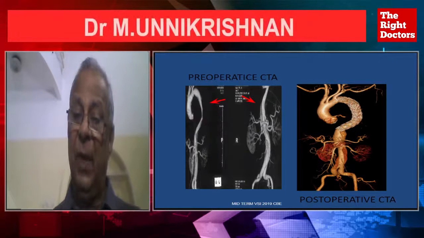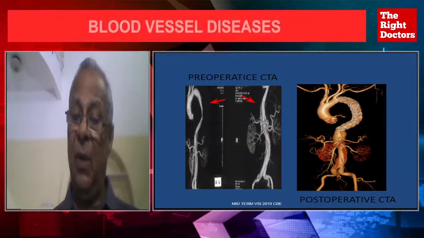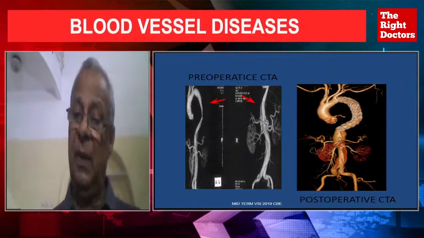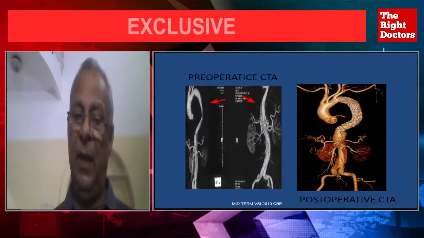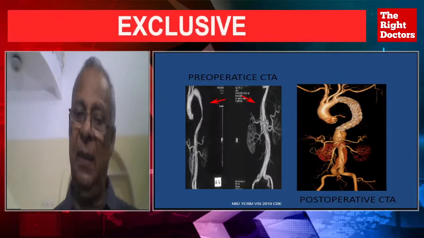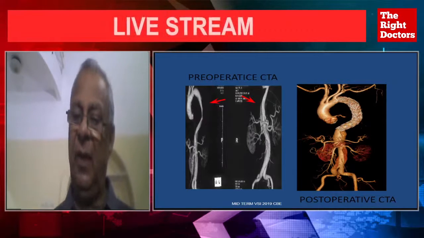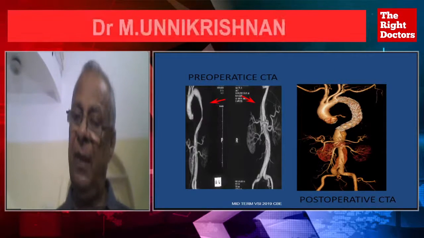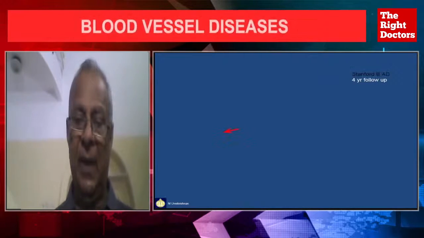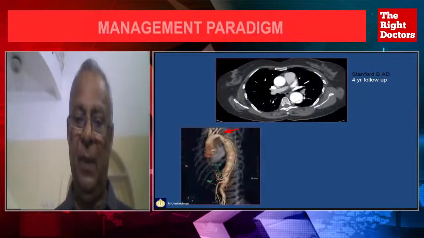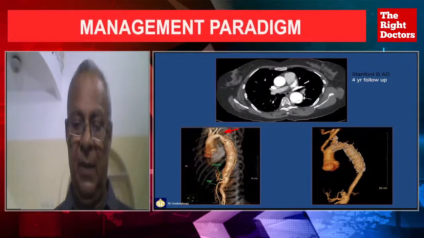Here, there's a good area available between the left carotid and the subclavian, and the tear started just after the knuckle. So we used a graft there just next to the subclavian. This is a rare feature, but can be done in select cases. Now, this is a patient who had Stanford B dissection.